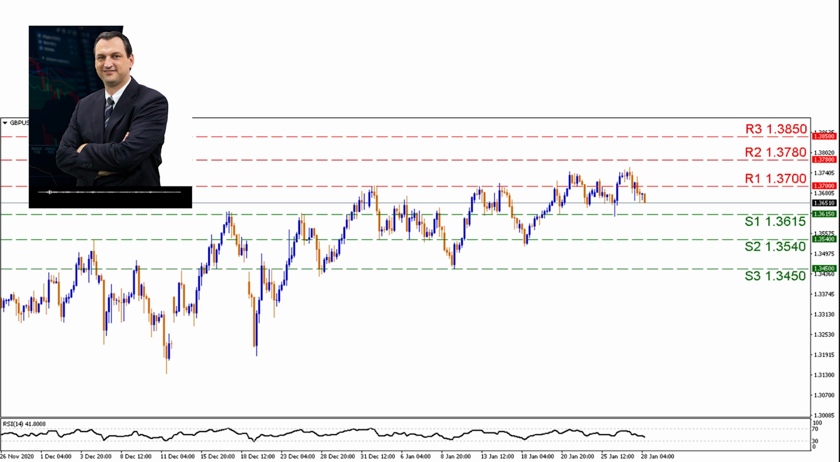Lower, the S2 1.3540 could be the next choice for the bears, as was the case on the 18th of January. In an extensive selling market, the S3 1.3450 could become a stop point, also as it was seen on the 11th of January, making it relevant to this month's price activity. A breach below the S3 1.3450 could signal a change from our current upward outlook to a sideways one.